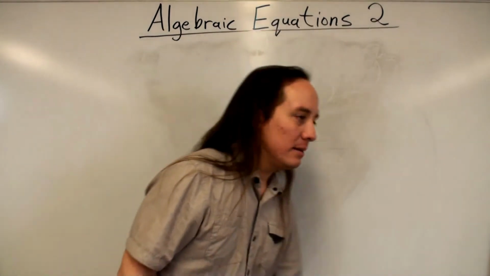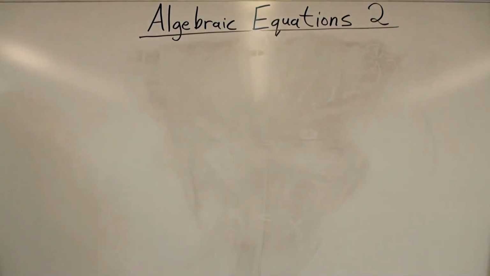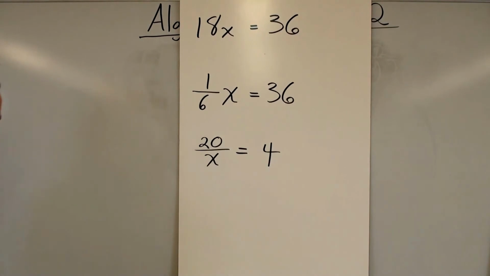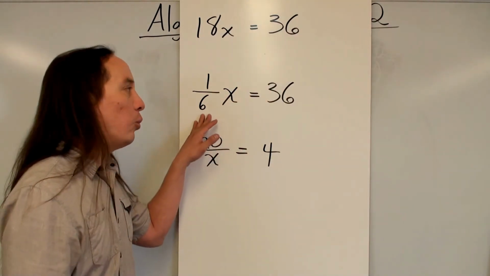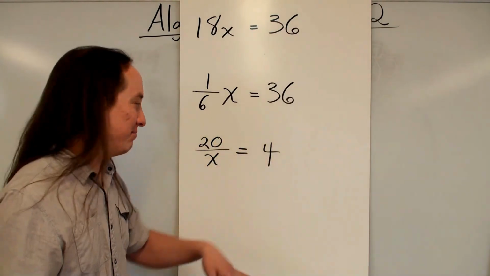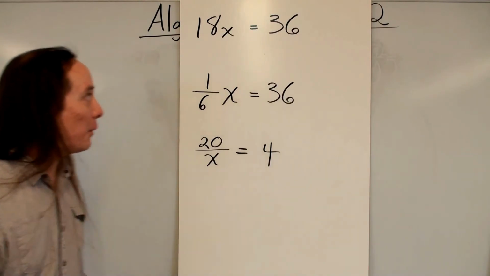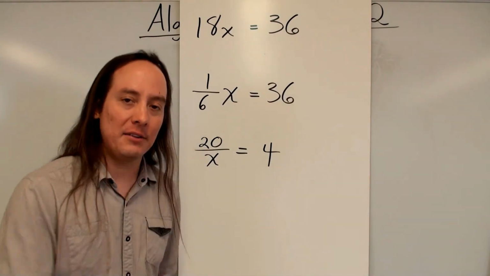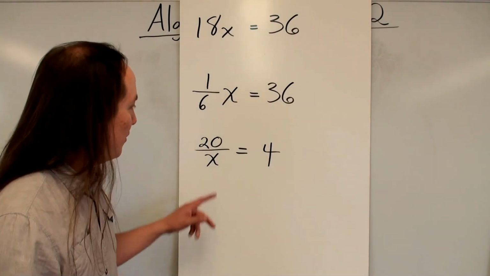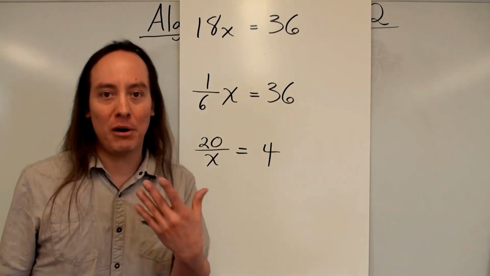I'm going to do 3 more, but I'm going to have you try them first, okay? And those problems are these ones. So the first one is 18x is equal to 36. Got to find what x is. This says 1/6 x is equal to 36. And 20 divided by x, or 20 over x, is equal to 4. All right, so I would say go ahead and pause the video like I always do. I always ask you guys to do that. Pause the video, do your best. See if you can get the answer. These are one-step problems. Well, with the exception of this one, this is going to be a 2-step problem, but that's okay. All right, don't be afraid of fractions. Go ahead and pause the video.